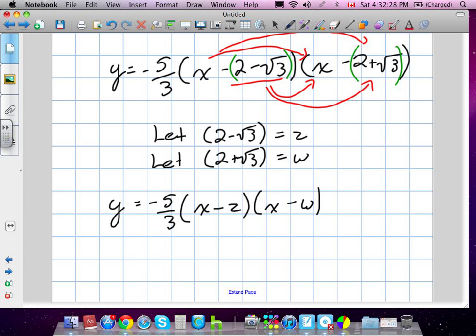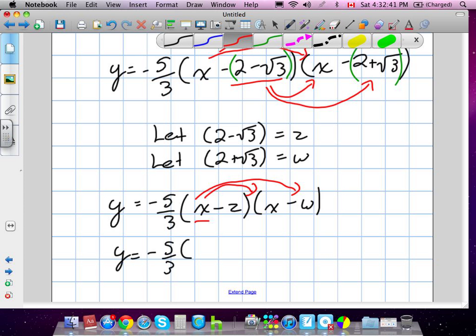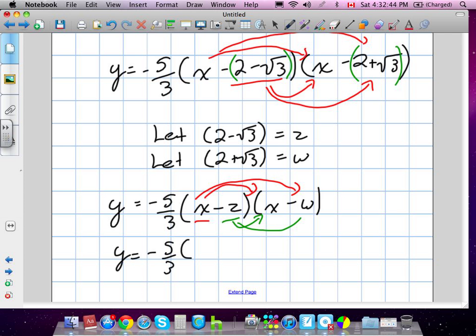I have just two simple terms. So y is equal to negative 5 over 3. When I first do this, and if you remember distributive, x times negative w, and then negative z times x, negative z times negative w. These are going to give us two answers. We're going to get x squared. X times negative w will be negative xw. Negative z times x will be negative zx. And finally, negative z times negative w will be positive zw.